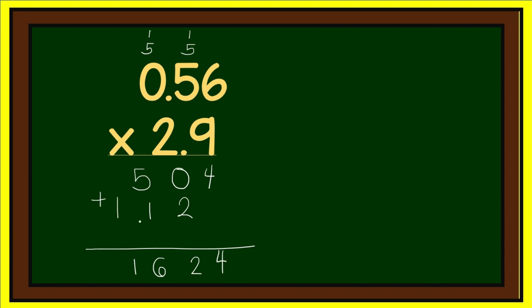Again, bibilangin natin yung mga decimal places. So we have 1, 2, dito merong 2. Sa susunod naman, merong 1. So, meron 3 decimal places. So, kailangan sa answer, may 3 decimal places din. 1, 2, 3, and then affix the decimal point. So, the answer is 1 and 624 thousandths.